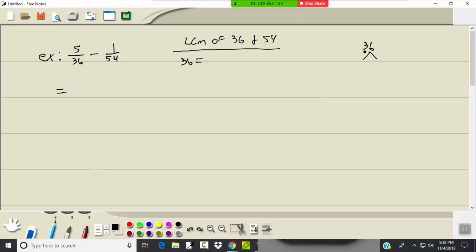If I did my tree breakdown, 36 is 2 times 18. 2's prime, so I circle it. 18 is 2 times 9. 2's prime, so I circle it. 9 is 3 times 3. And both of those are primes, so I circle them. So that'll be 2 times 2 times 3 times 3.